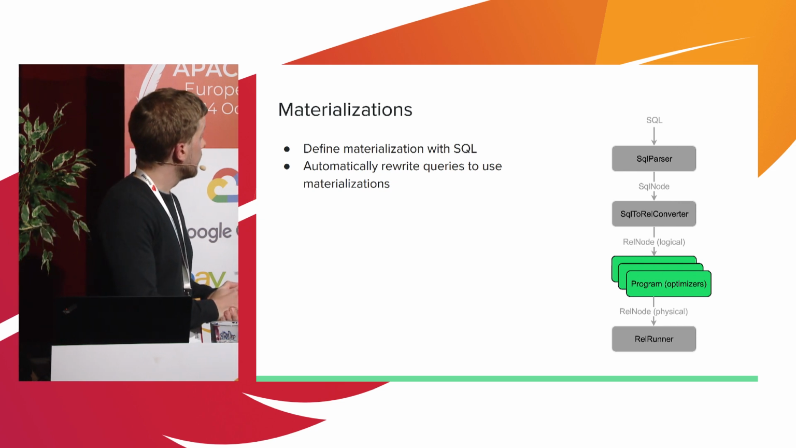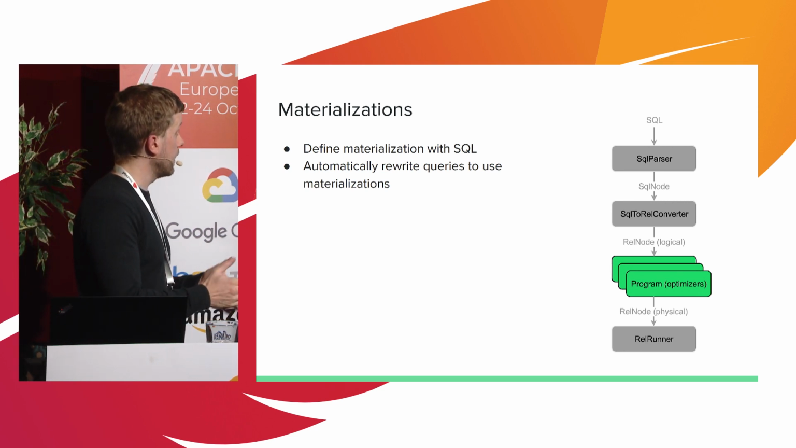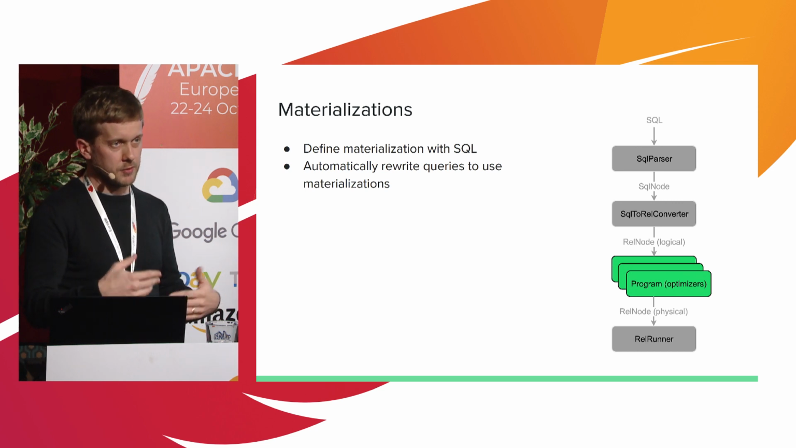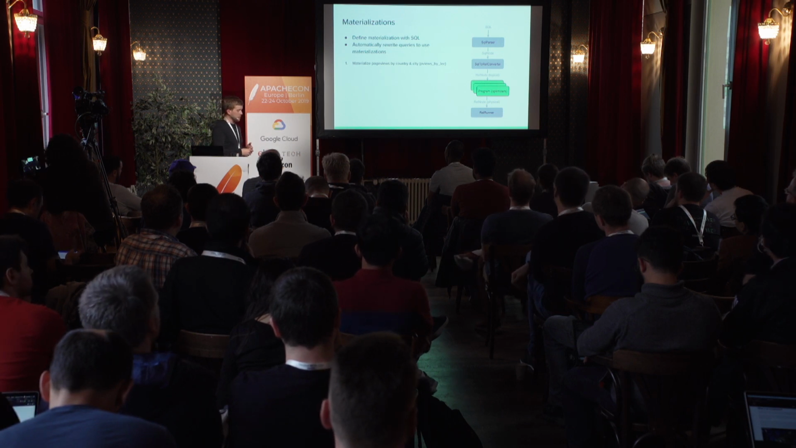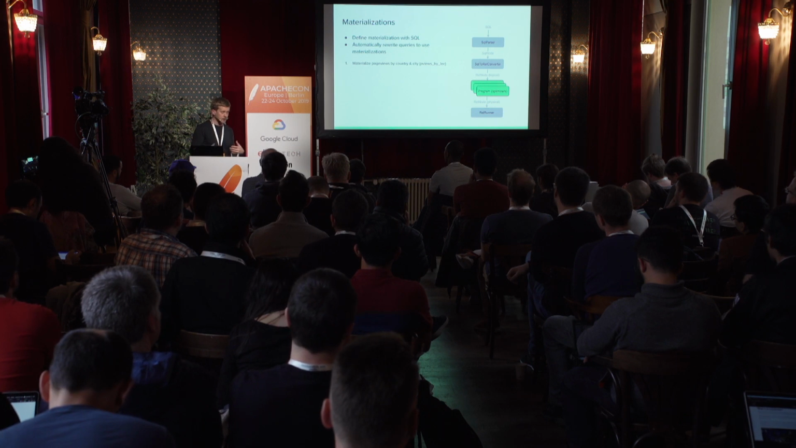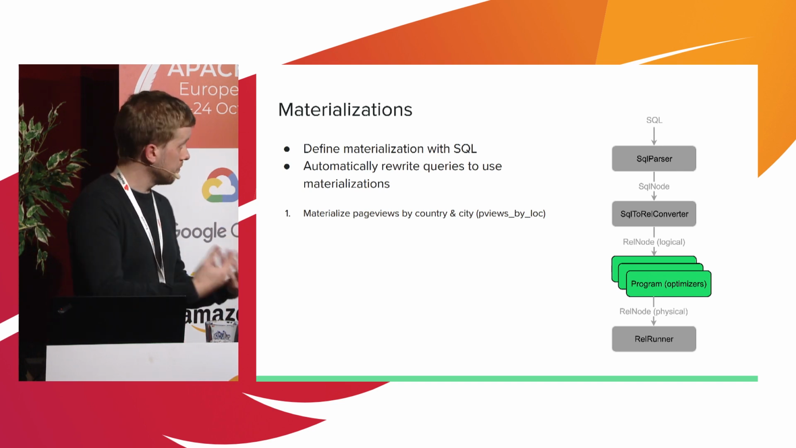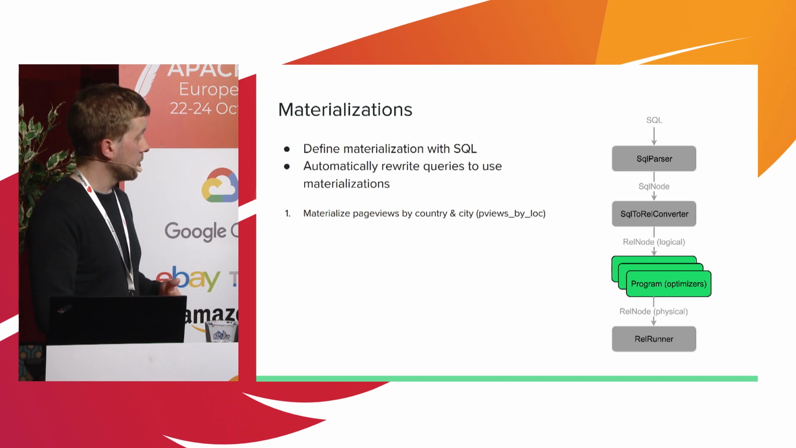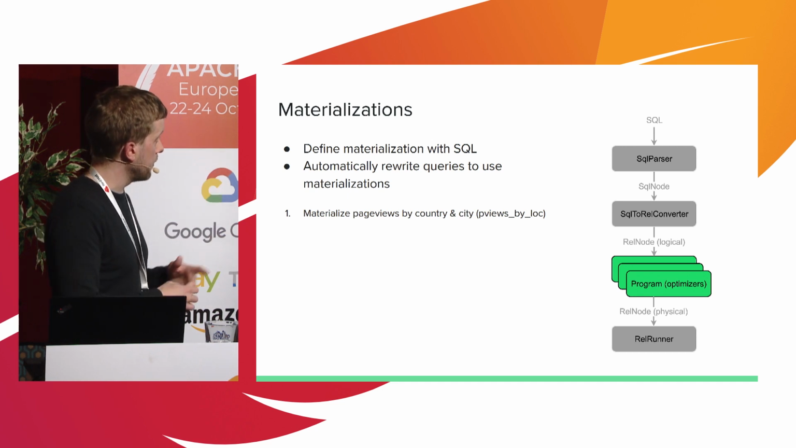So it has materializations. You can define a materialization with SQL inside of Calcite, and then it will automatically rewrite queries as they come in to use those materializations. A small example here: let's say you have a page views table, which is very large. You've got columns in there, country and city. Generally, you might see a lot of queries coming in that are saying, okay, group page views by country and by city. So let's materialize that. So basically tell Calcite, materialize page views by country and city. So it's basically a group by SQL query, right? We put that into a materialization called page views by location.